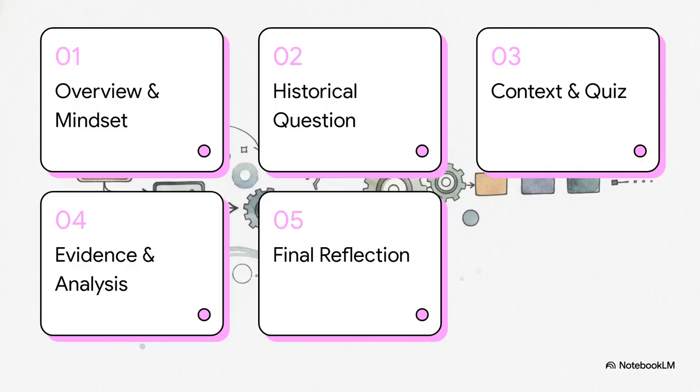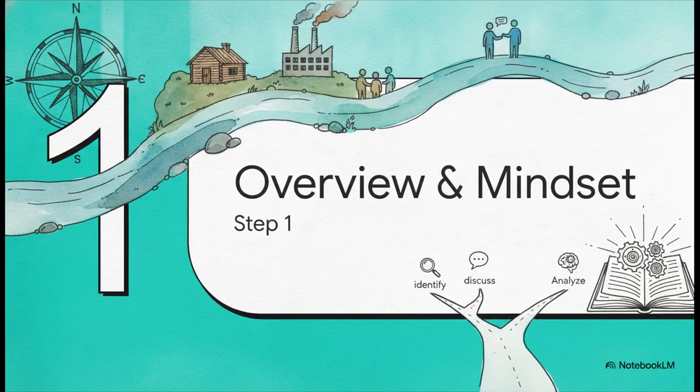Every single module you encounter this semester is laid out in the exact same format. The agenda for each week looks like this. First, overview and historian mindset. Second, the historical question. Third, context and knowledge check. Fourth, evidence and analysis. And fifth, the final reflection. All right, let's start with Section 1, Overview and Historian Mindset.